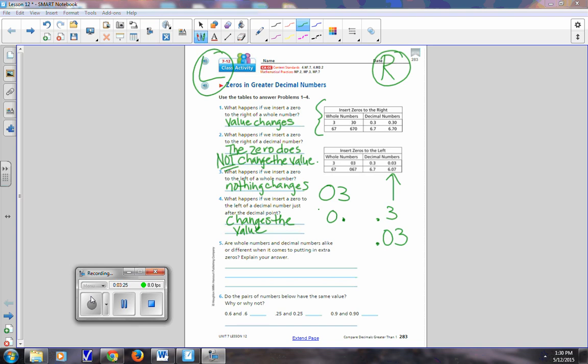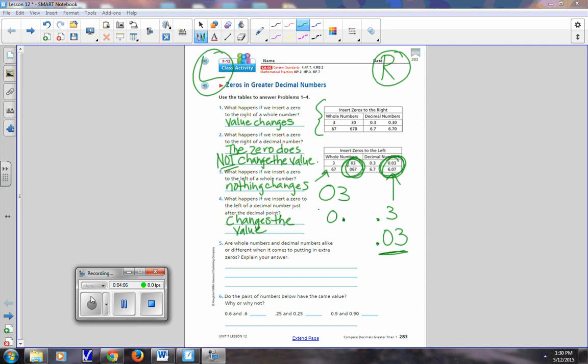It's a little different. When we put them to the right, a whole number gets bigger. A decimal doesn't change. When we put a 0 to the left of a whole number, the whole number doesn't change. But when I add it to the left of a decimal number, the value changes. It's a different size. So when you add it in front of a decimal, on the left, it changes. On a whole number, it doesn't change.